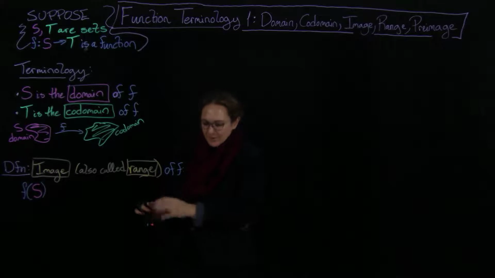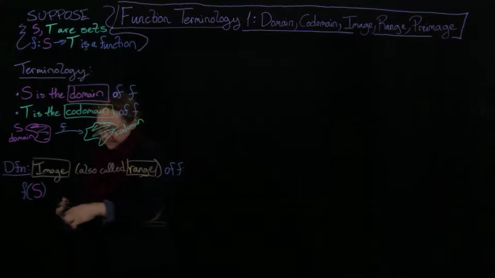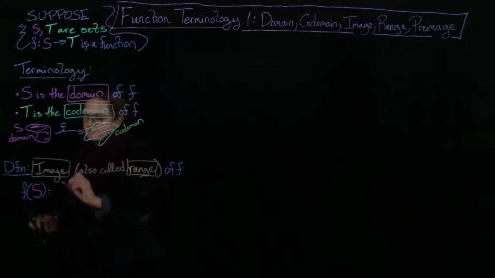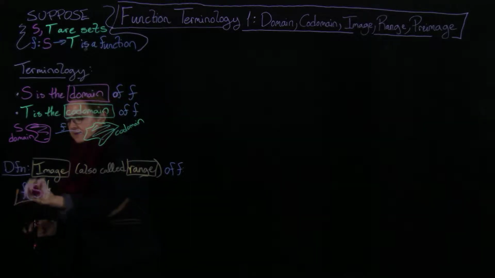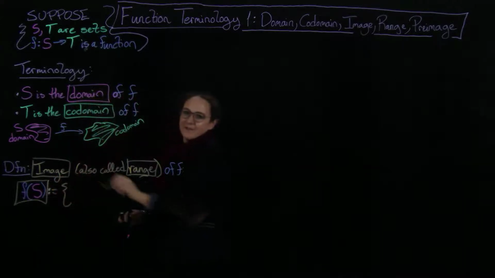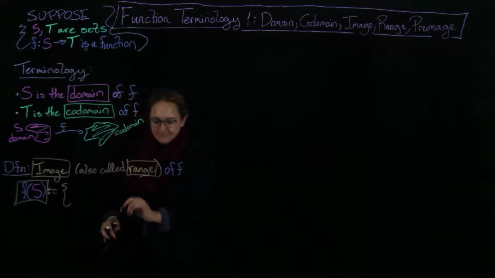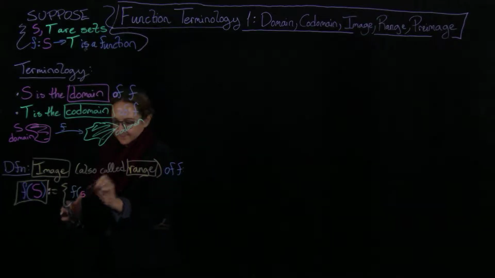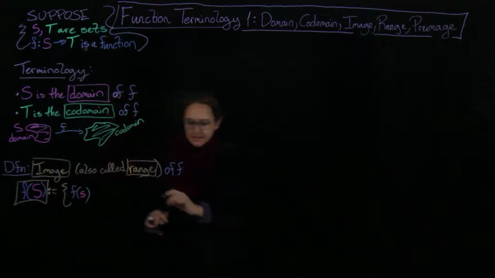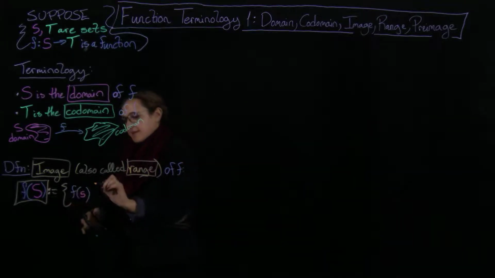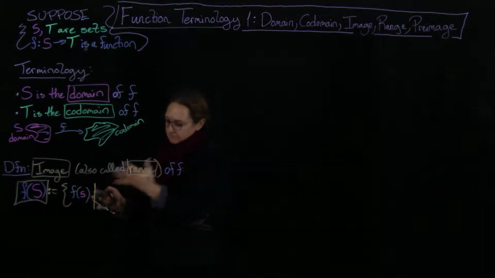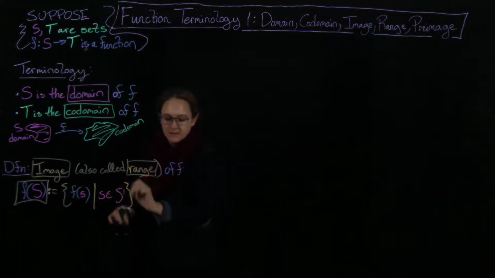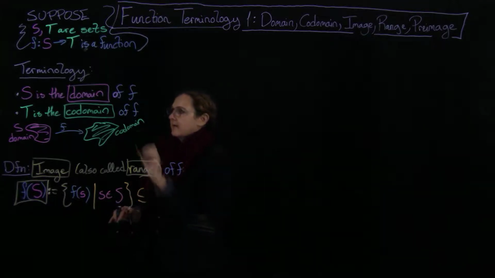So this is going to equal, by definition, the set of all f of s, so I'm going to apply f to each element s that is in my set S, such that, right, so I'm taking all of the images of all of the points in S, or all the elements of S. Okay, and then it's important to realize that this sits inside of the codomain.